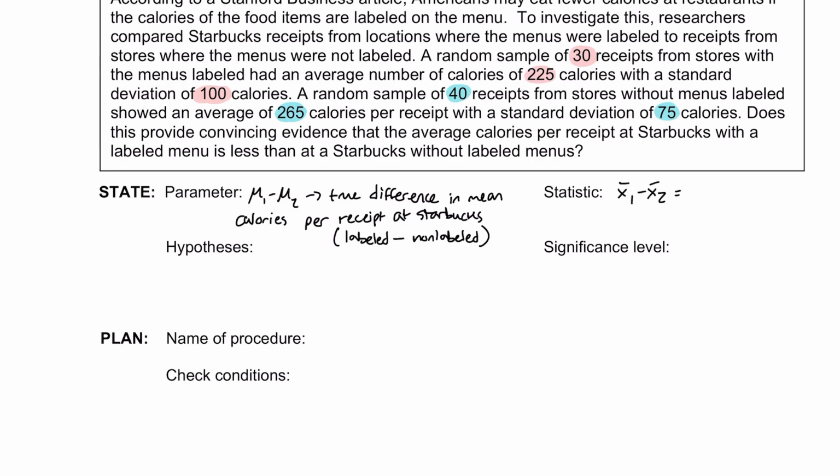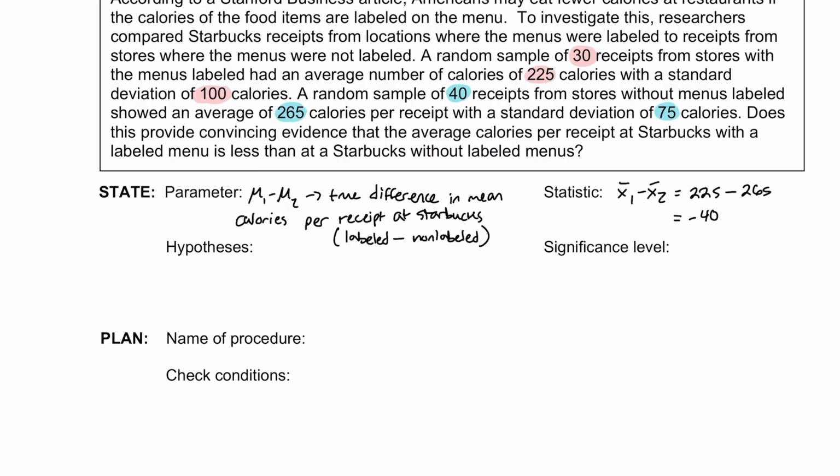So the mean for the labeled menus was 225 calories, and for unlabeled was 265. So that gives us a difference in the means of negative 40.